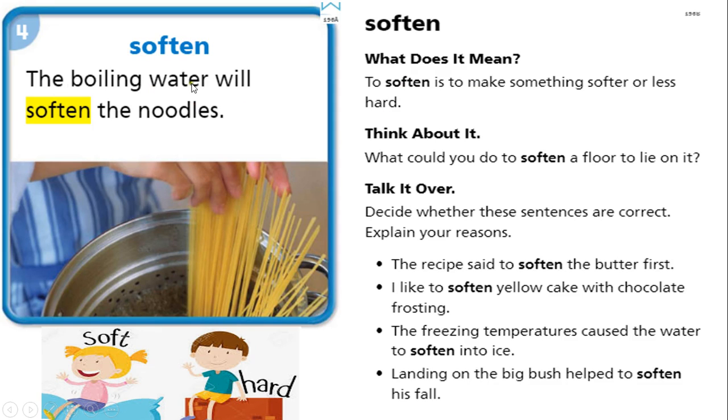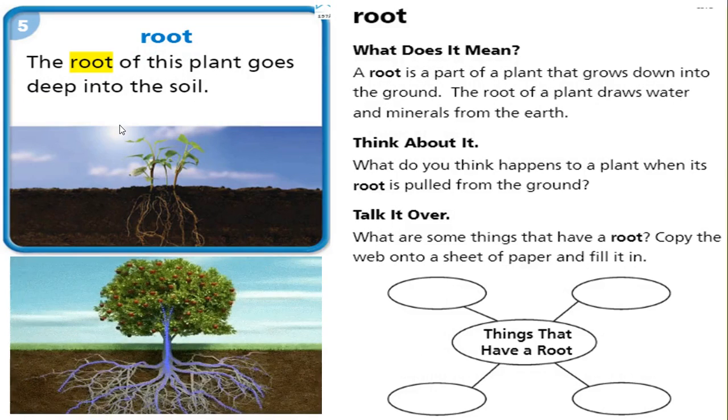The boiling water will soften the noodles. So before cooking them, as you can see, they are pretty hard. And once you soak them with hot water or boiling water, they will become soft. So what will the water do? Soften them.